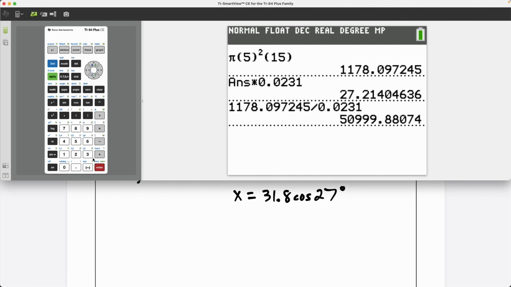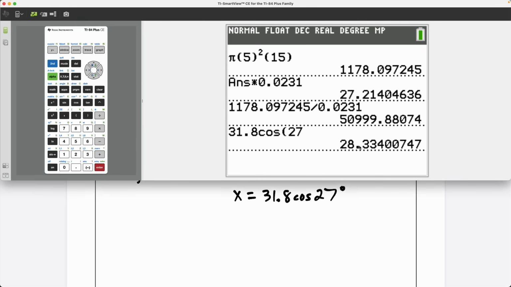So we just type this in. We have 31.8, and we're multiplying that by cosine of 27 degrees. So let's just write in here 27. And notice we are in degree mode. So I always check that before I hit enter, just in case for some reason I switch the calculator over to radians. And we're going to get 28.3.